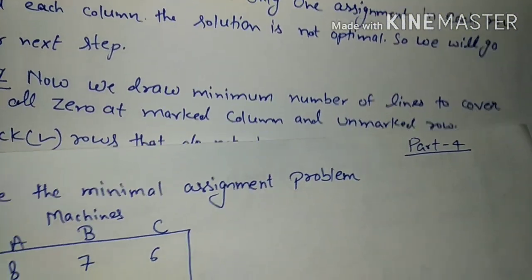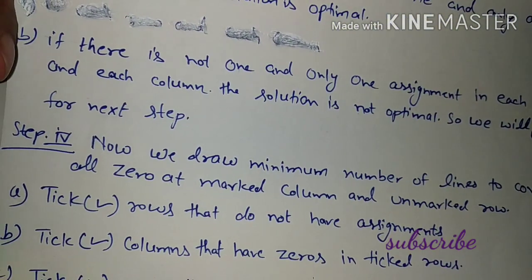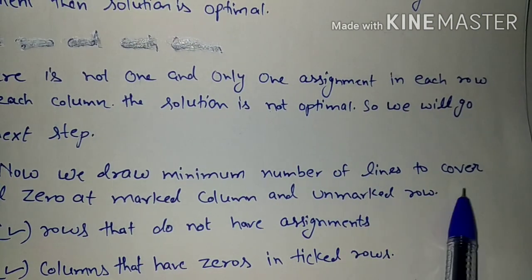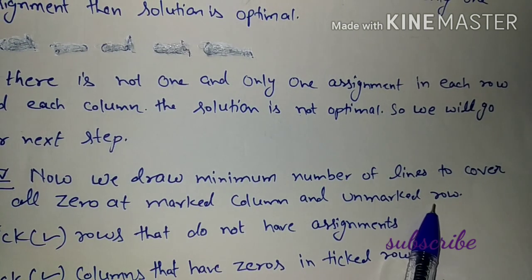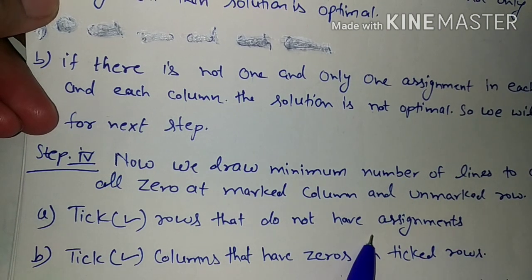Step number 4. In step number 4, we now draw the minimum number of lines to cover all zeros at marked columns and unmarked rows. A. Tick rows that do not have assignments.